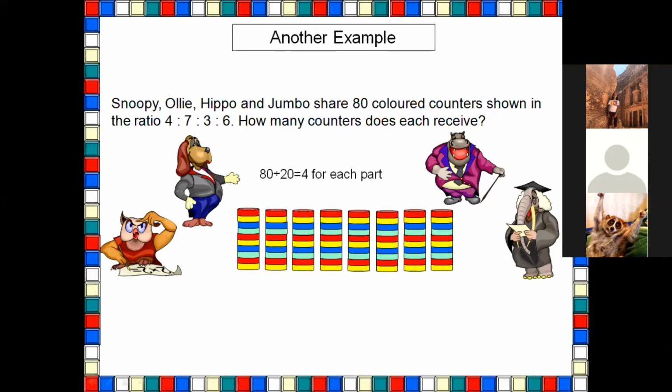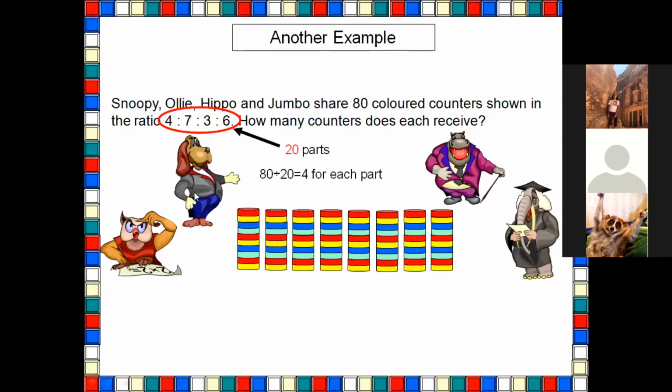First, we need to find the total of the parts. Parts means parts of the ratio. The total from the parts of the ratio is 20. 4 plus 7 plus 3 plus 6 is 20. So we have 20 parts. This is going to be all the time your first step to do sharing ratios: find the total parts of the ratio.